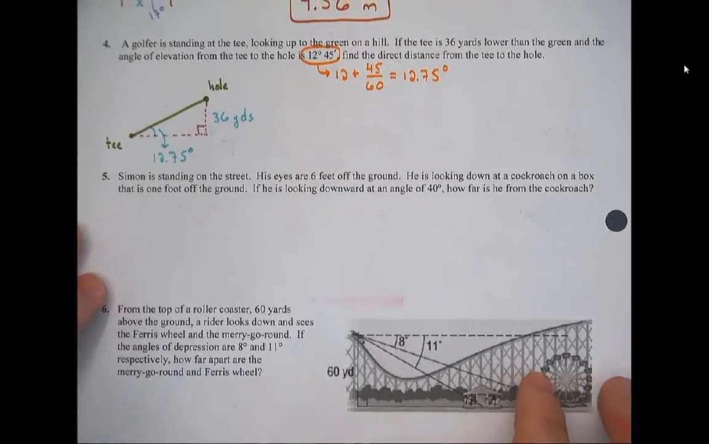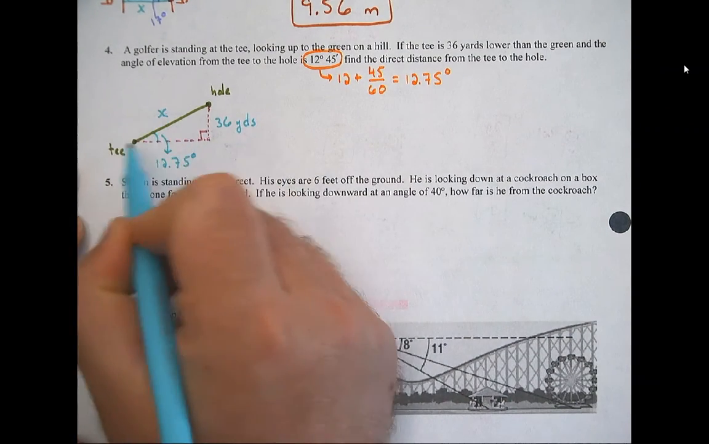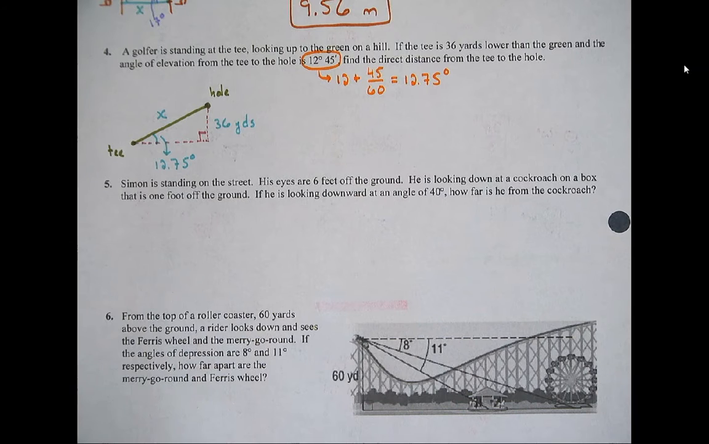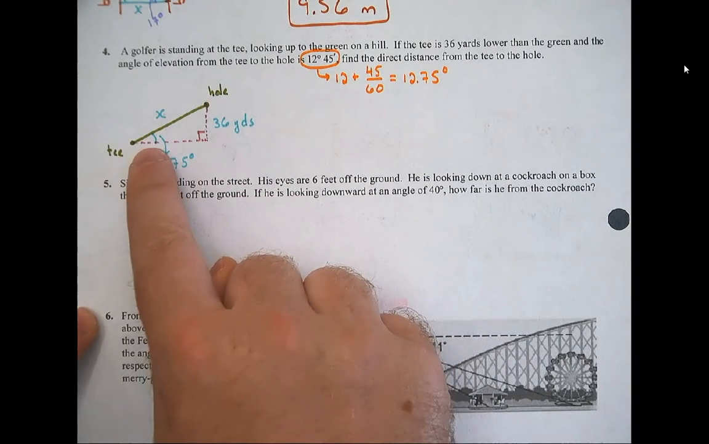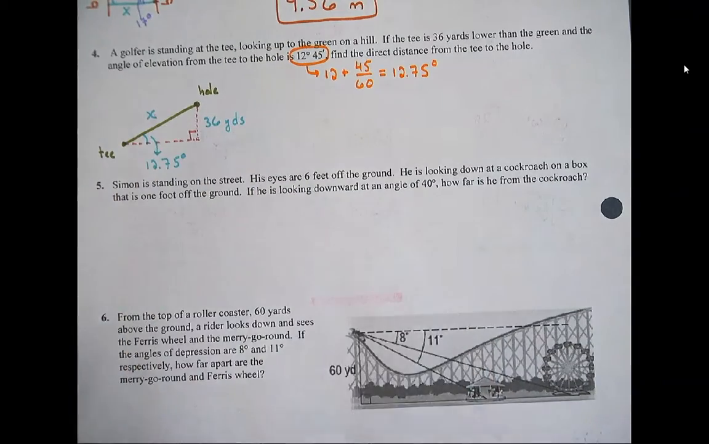Anyway, okay. So what trig function can we now use? Oh, I don't have a variable. Find the direct distance from T to hole, so exactly how far apart. So X is the hypotenuse. So what sides do we have? We have the hypotenuse, we have the angle, and we have opposite. So we have opposite and hypotenuse, that's sine.